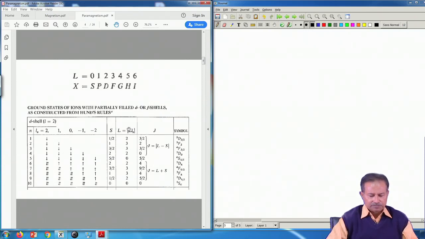So, your S keeps on increasing, at 5 you have 5 by 2, and now all the L z's are filled up from plus L to minus L. So, your L is 0. Okay. So, that is how it is done.